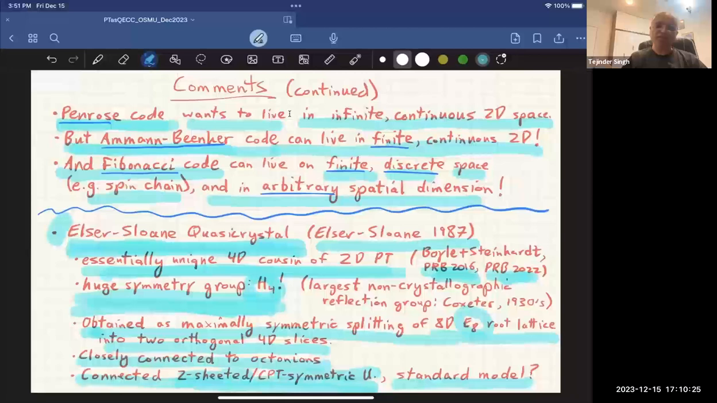Yes, very beautiful talk. I was wondering if you're aware of a theoretical result. Given a finite region of the Penrose tiling, is there some kind of constraint on the least number of tiles needed to recover the whole region?